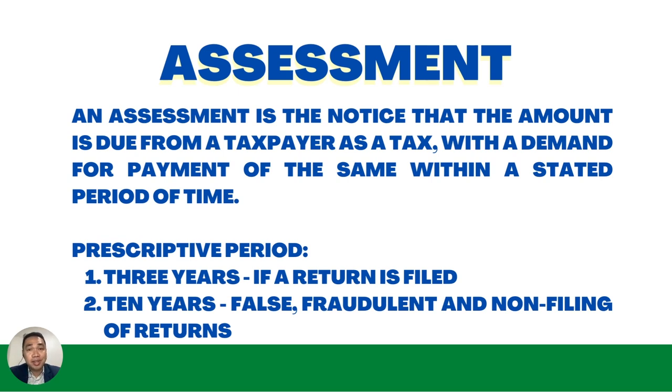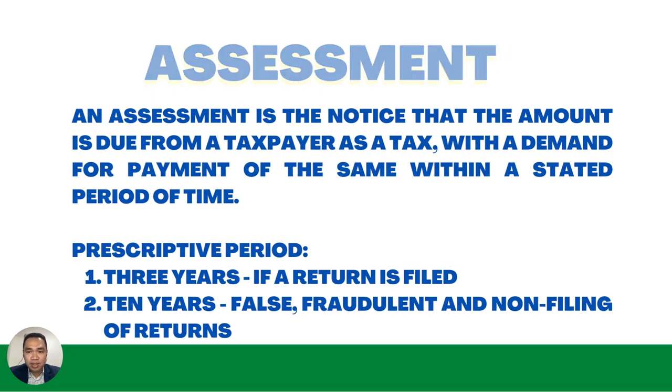The period for assessment is 3 years from the time the return is filed or from the time the return is due, whichever is later. 10 years if the taxpayer did not file a return. So internal revenue taxes shall be assessed within 10 years after the discovery of the failure to file the return. If the taxpayer filed a false or fraudulent return with intent to evade tax, internal revenue taxes shall be assessed within 10 years after the discovery of fraud or falsity.